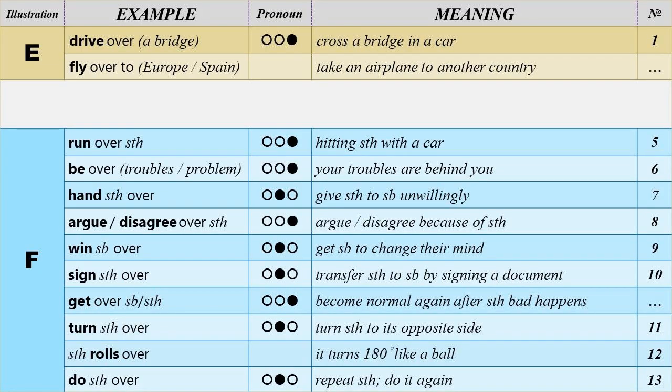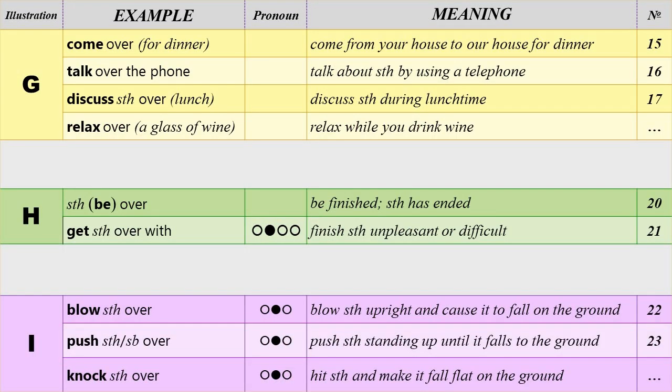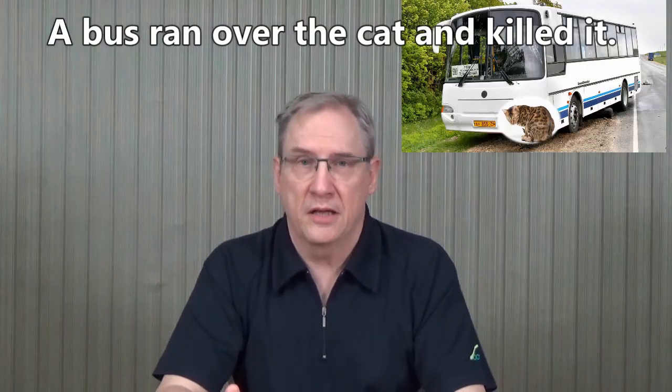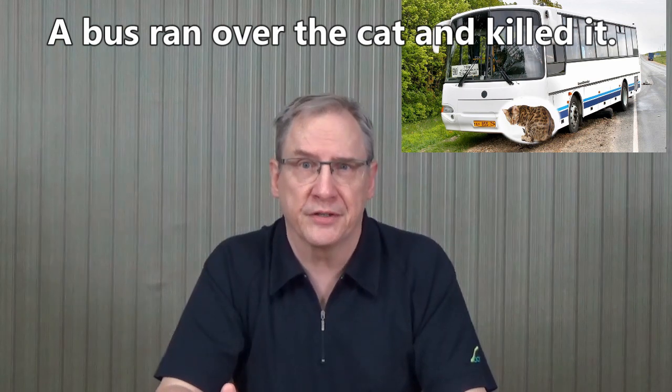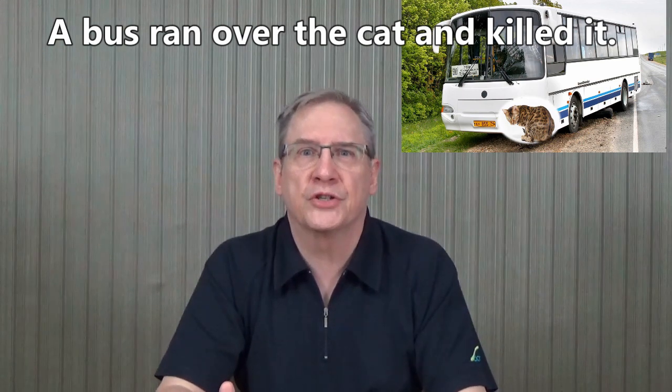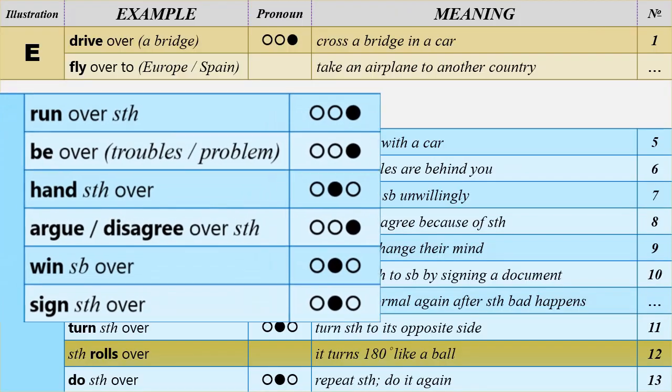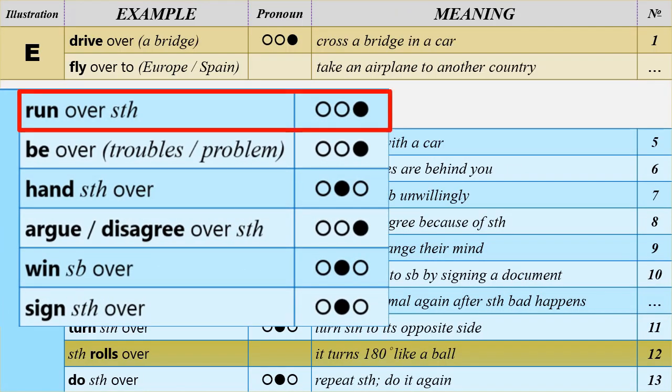Here are some of the phrasal verbs in this video, listed according to illustration E, F, G, H, or I. The meaning of the phrase is also given along with the position of the object pronoun, if one is used. For example, illustration F, sentence 5. A bus ran over the cat and killed it. To run over something means to hit it with a car. The object pronoun is put after run over. The black dot shows where the pronoun will appear, run over it, at the end of the phrase, run over.